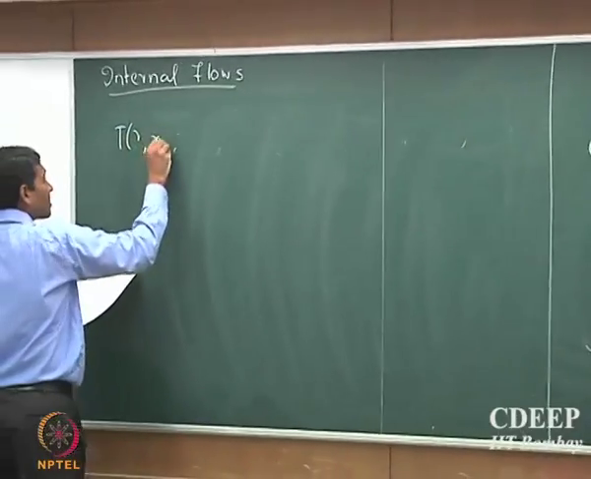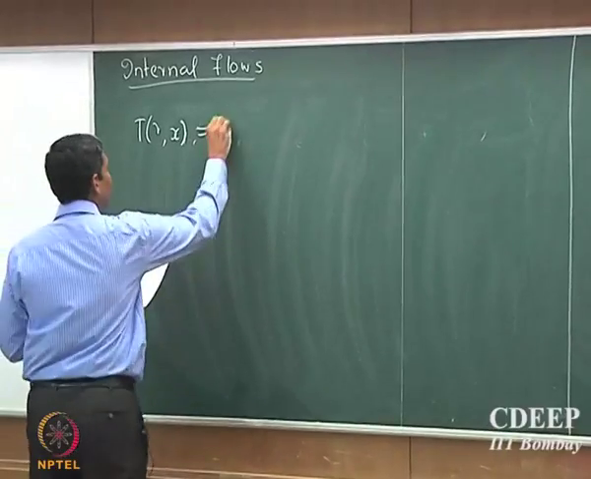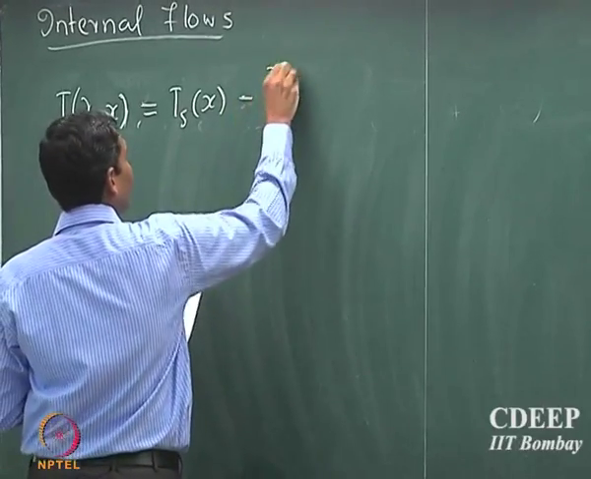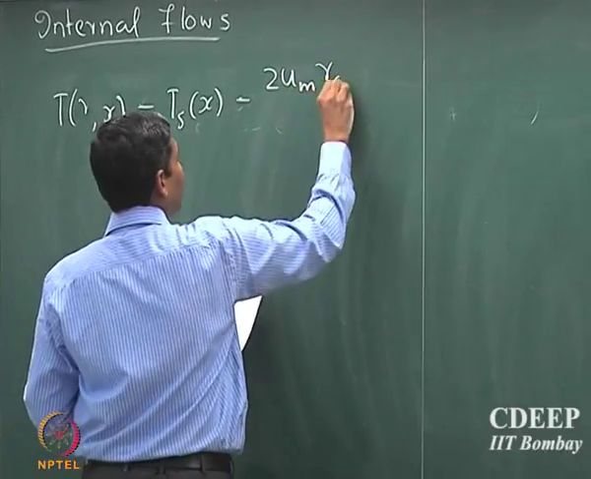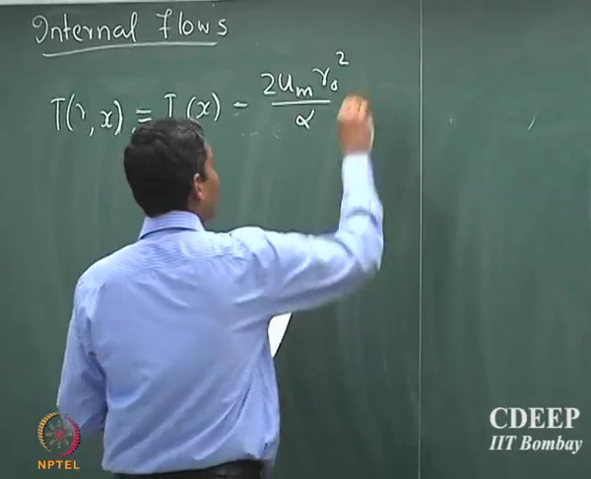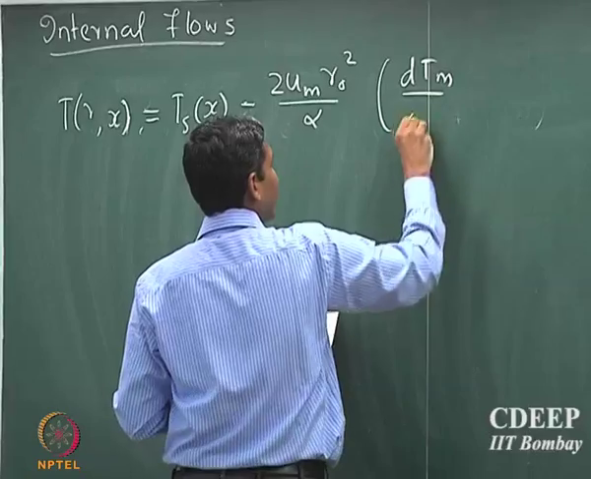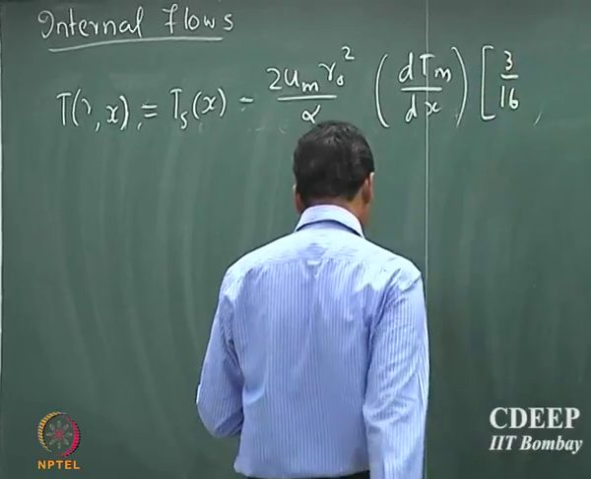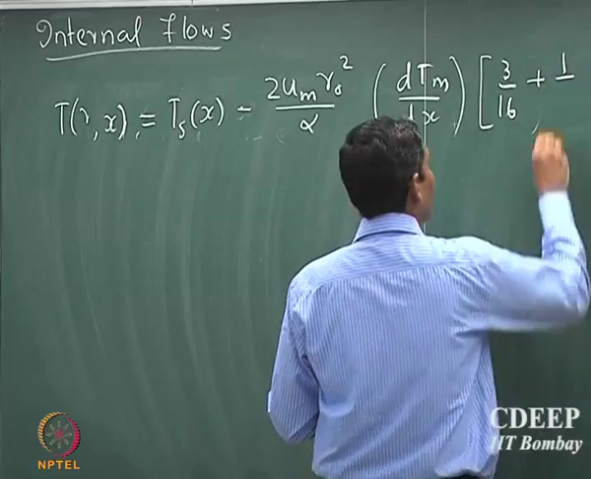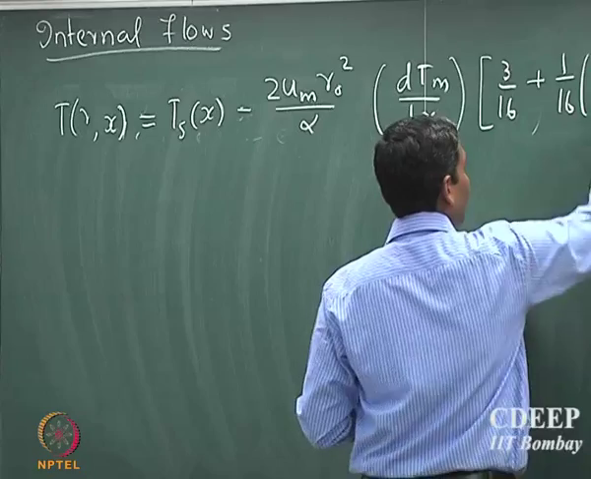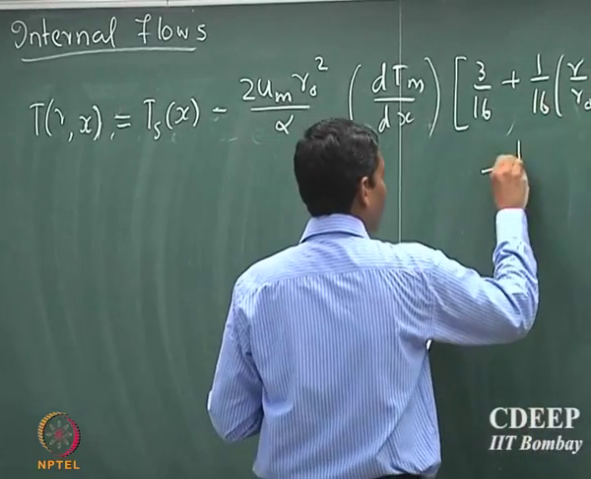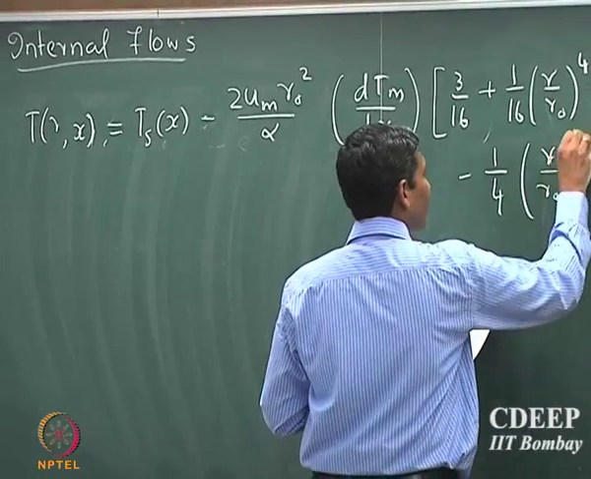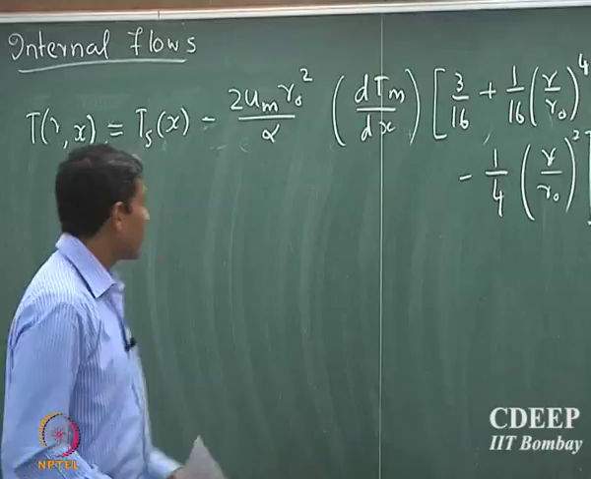T of r comma x, that should be equal to Ts at any x location minus 2 um r naught square by alpha into dTm by dx multiplied by 3 by 16 plus 1 by 16 r by r naught to the power of 4 minus 1 by 4 r by r naught to the power of 2. Okay. So that's the expression.